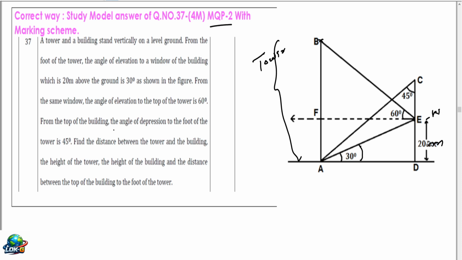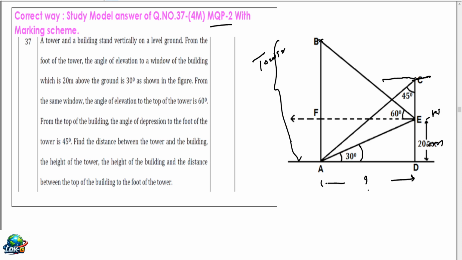From the top of the building, this is the building, CD is the building. From the top of the building, the angle of depression of the foot of the tower, you can observe here. If this is the horizontal line, then this angle of depression will be how much? 45 degree. Are you getting me? Angle of 45 degree. Find the distance between the tower and the building. This distance, question mark, AD.